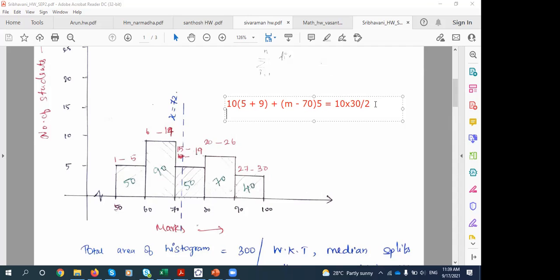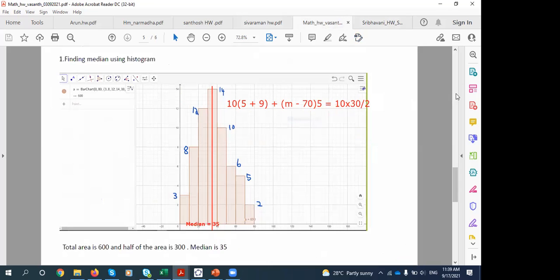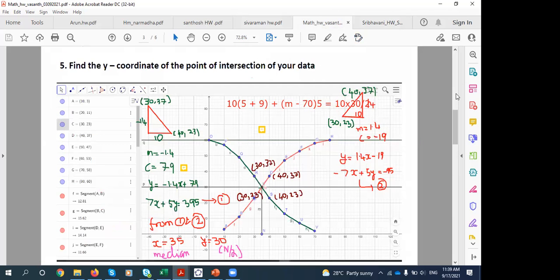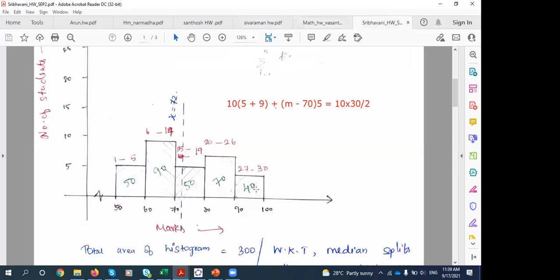but if I now call it, if I remember correctly, class interval length is C, right? Can you help me remember the formula? Maybe I should just take a look at Vasant's. Oops, sorry. Okay, let me. Yes. F is the cumulative frequency till then. Okay, got it.